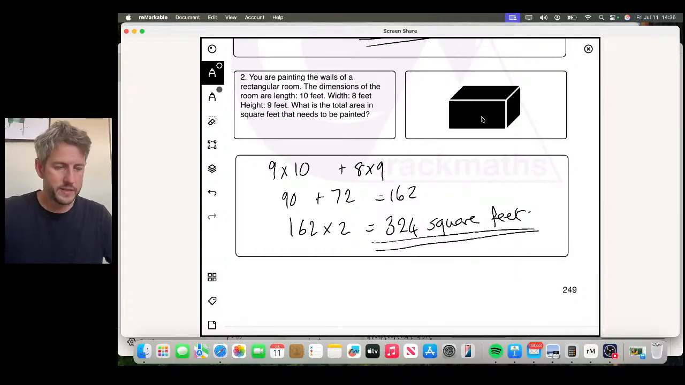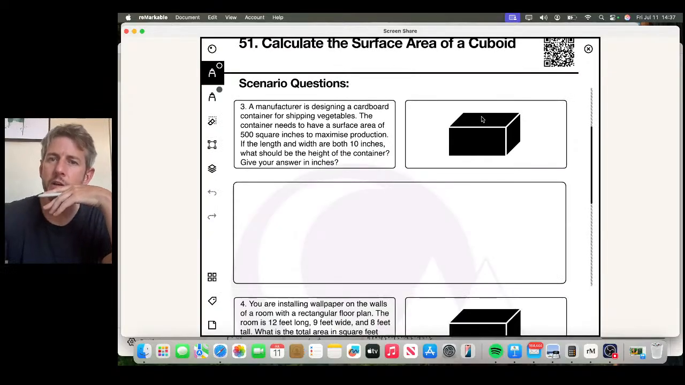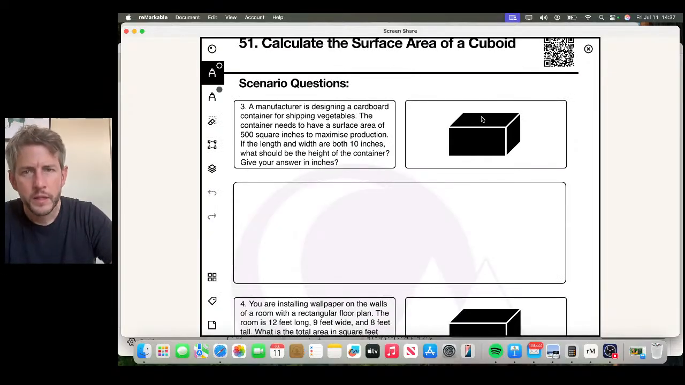Right, let's look at question 3. So here we go, we've got here a manufacturer. In fact, one second, about that question.